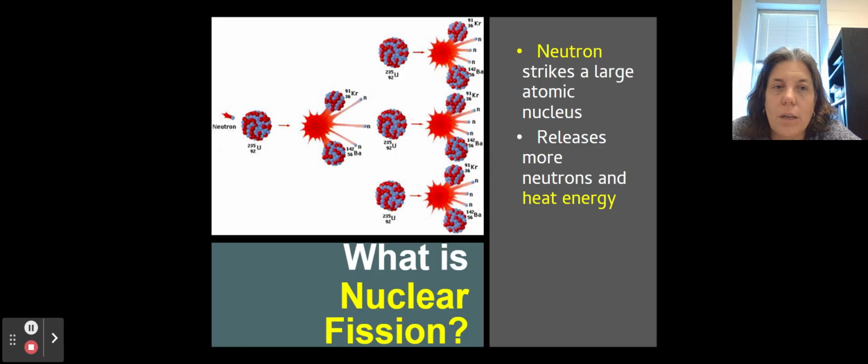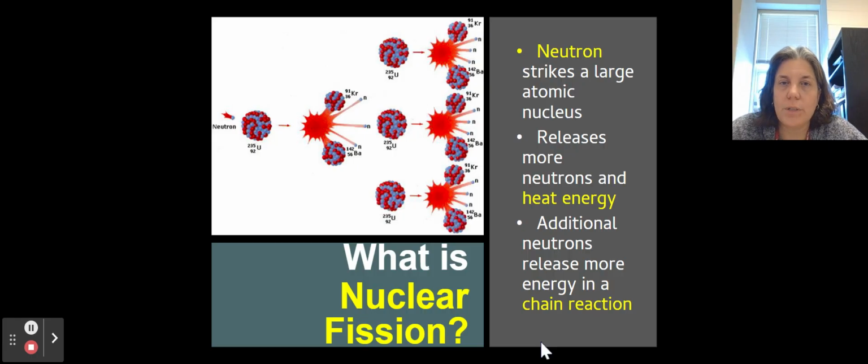You can see that the uranium is hit with a neutron and it splits into a krypton and a barium. And then we can go from there. This is called nuclear decay, and fission creates a lot of heat. The more this happens, additional neutrons release more energy in a big old chain reaction, and it gets very, very hot.